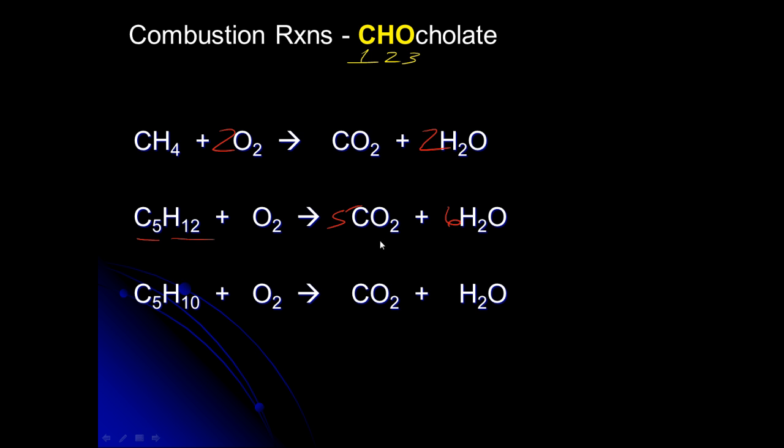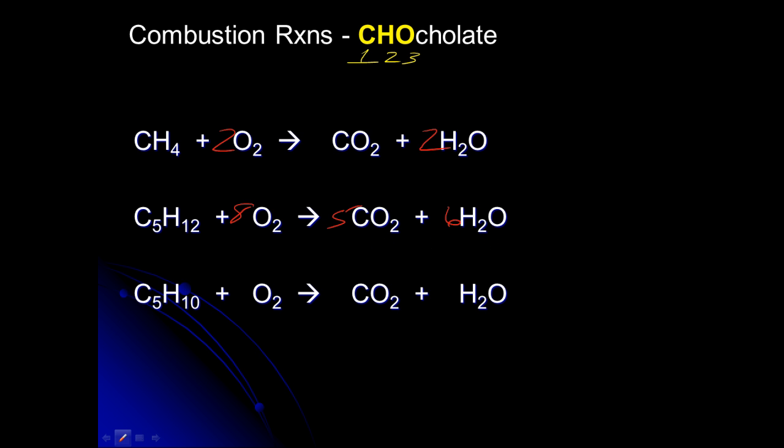Next, I want to add up all my oxygens. So here I've got 10 from 5 times 2. Plus 6 times my invisible 1, that's going to give me 16 oxygen. So a total of 16 oxygen on the product side. Over here I have 2, so I need to figure out what times 2 will make 16, and the answer is 8. So now that equation is balanced.